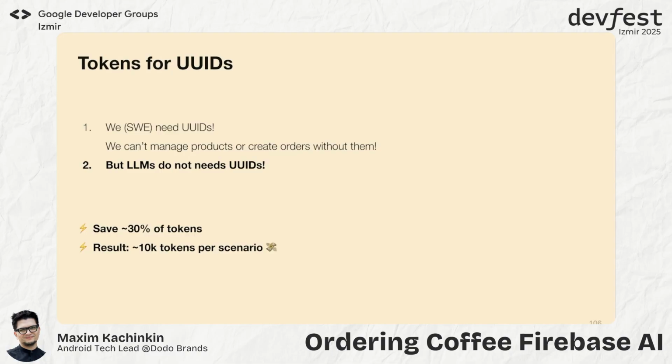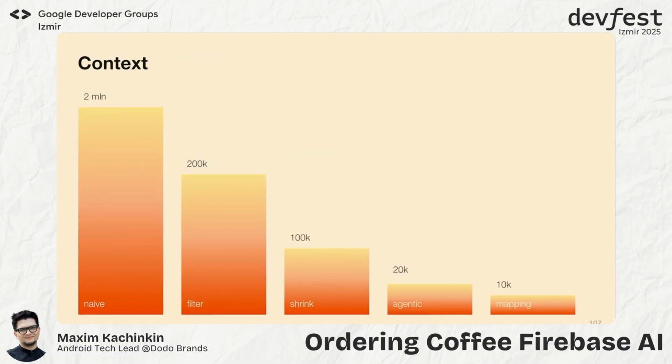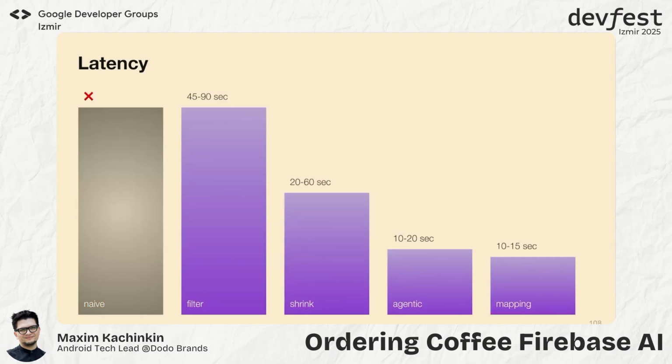We need to communicate with the backend, we need to make orders and stuff, but the models do not need UIDs as tokens to reason, right? It just needs to communicate with us. And for us, and for this kind of feature task, simple integers are absolutely okay. And the final destination right here is 10K per scenario. It's a good number for us, and the latency is still on pretty much the same level, but well, it's okay.